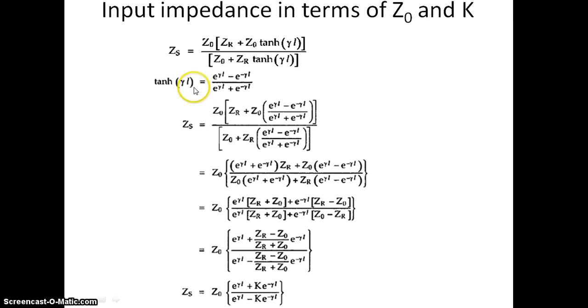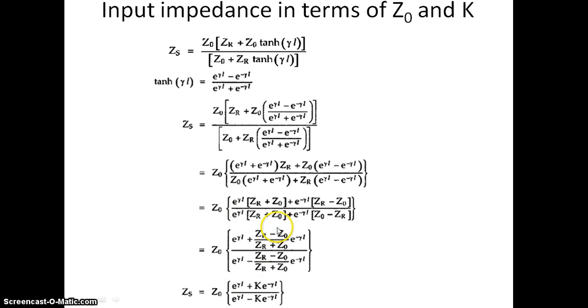For tanh gamma L, we can replace it with (e power gamma L minus e power minus gamma L) by (e power gamma L plus e power minus gamma L). Substitute this in place of tanh gamma L. Now taking LCM, you will arrive at this. Then take e power gamma L outside: (ZR plus Z0) into e power gamma L, and take e power minus gamma L outside. So we arrive at this equation, and then divide by ZR plus Z0. So you will arrive at this equation.